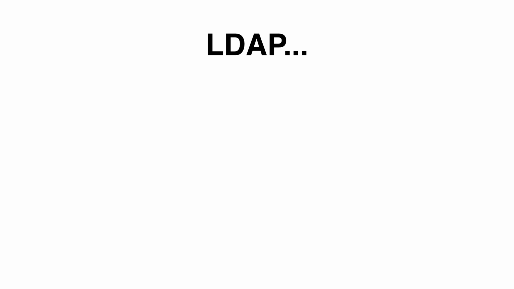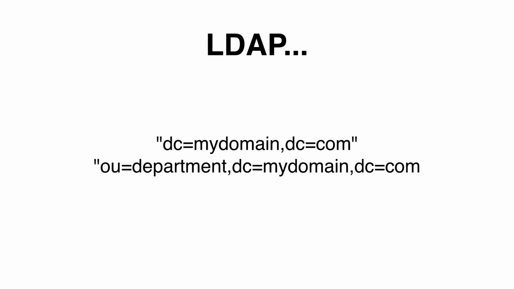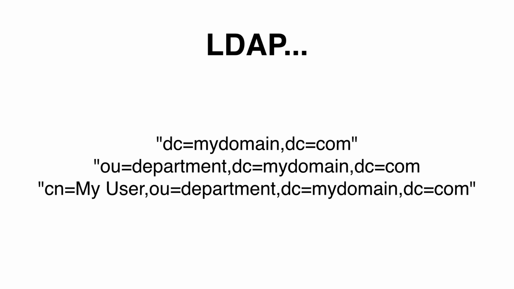A normal subtree entry or base entry would look like this. You would have to look at it from right to left. The com is the first domain component and the my domain is the subcomponent of the com component. Then if we add an organizational unit to the subtree, it would look like this. We would have the OU. If we create a user in the organizational unit, his distinguished name will be the common name, that is the name of the user, plus the organizational unit, plus the base entry.